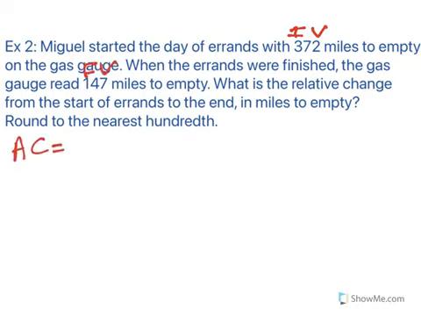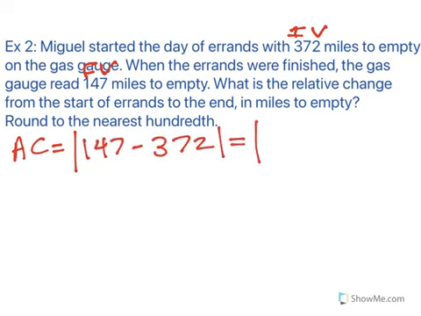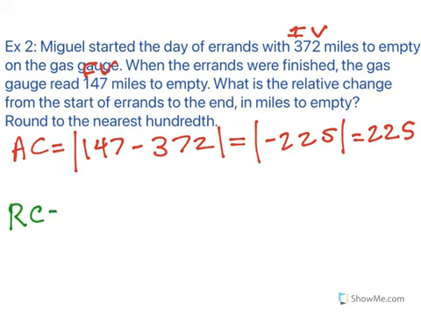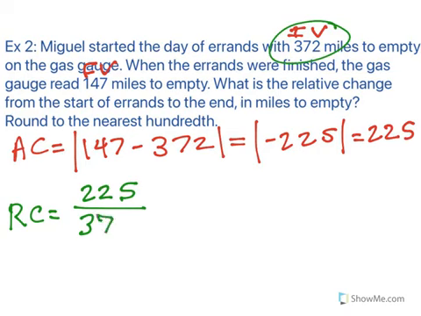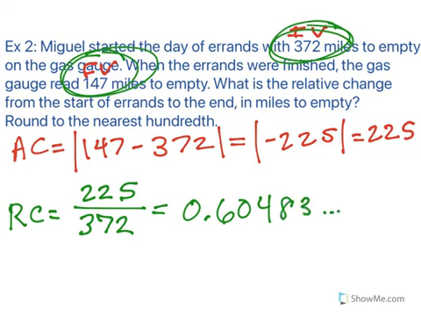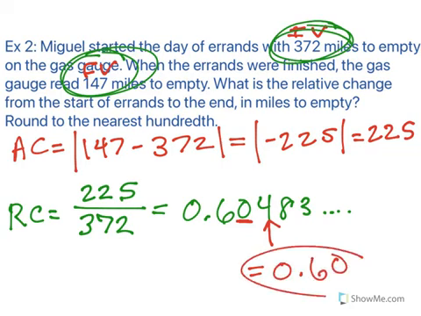So we start with the absolute change. Absolute value of final minus initial. That's the absolute value of negative 225, which we know is a positive 225. Absolute value always comes out positive. Now, to find the relative change, I take the absolute change and divide by the initial value of 372. This is why I like to label my items, so I can always go back and easily see what I need. So I end up with 0.60483 and so on. Hundredths place, 4 rounds down, so 0.60.